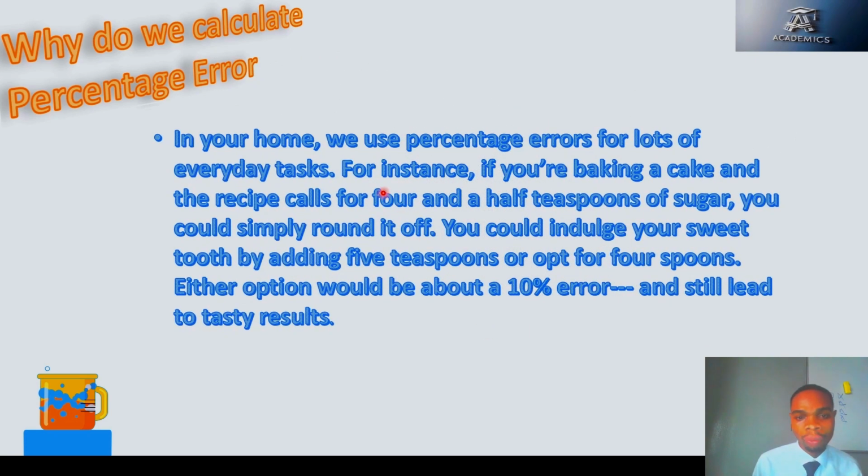Also, we can apply it when we are baking. For example, we want to bake a cake, and the required recipe is 4.5 spoons. You can try to go with 4 or go with 5. So the difference in error will be about 10%, and it still gives you what you actually need. You can see that's a variety of applications.